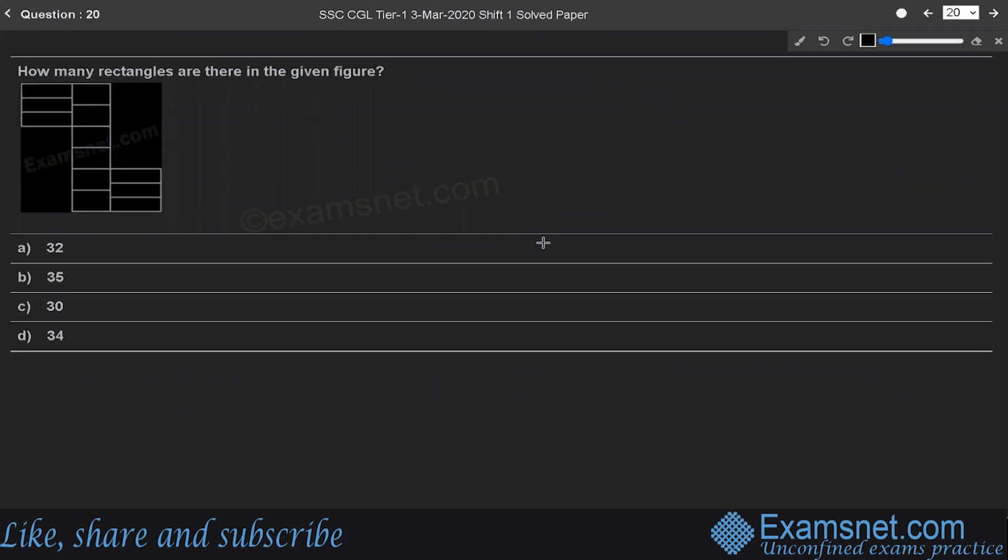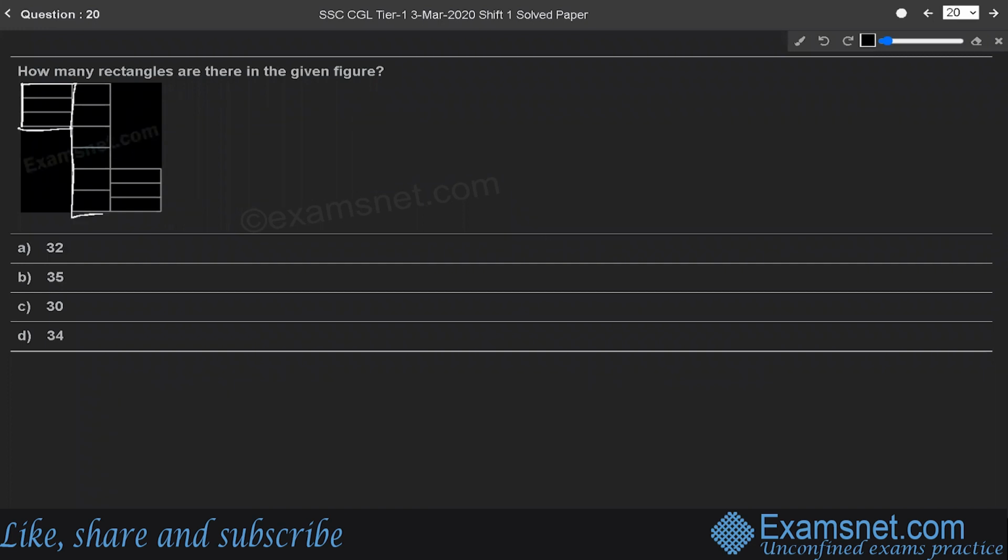Next question is, how many rectangles are there in the given figure? You can see that a figure is given here. We have to identify the number of rectangles that are present in this figure. This question is very easy, but it requires a lot of concentration. So listen carefully and pay attention. Okay. So first, let us count the big rectangles. Okay. So this is the first rectangle.